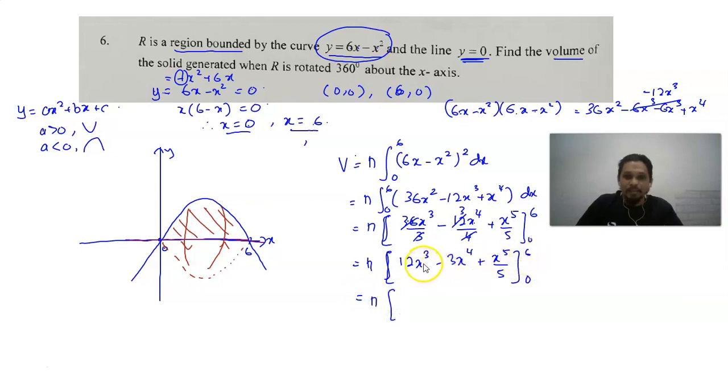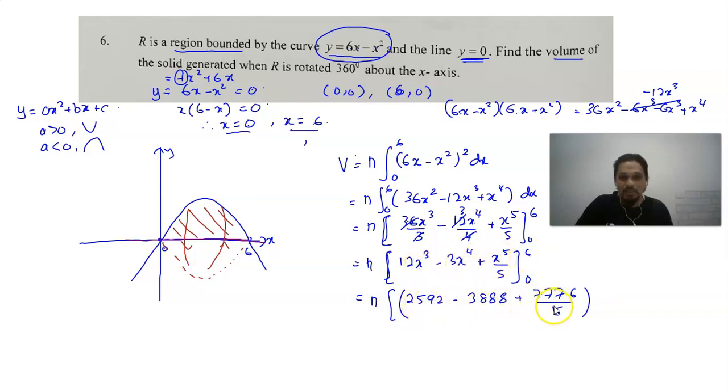6 cubed is 216 multiplied with 12, which is 2592, minus 6 to the power of 4, 1296 multiplied with 3, minus 3888, and plus this one here, 6 to the power of 5, divided by 5, so 7,776 divided by 5. This is the first, when we substitute x equal to 6 here, here, and here.